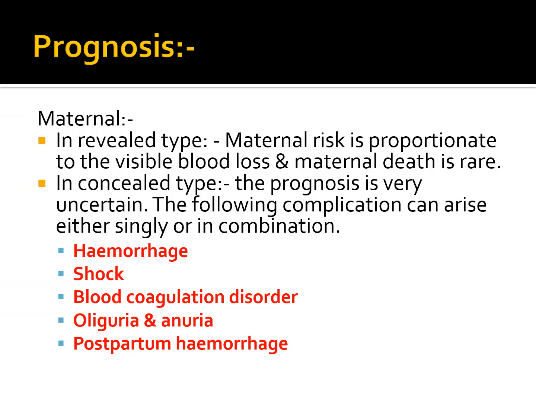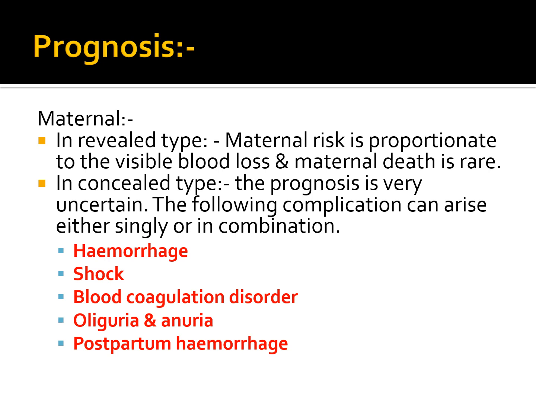Coming to prognosis, the prognosis is divided into two: maternal prognosis and fetal prognosis. Starting with the maternal prognosis, in revealed type of abruptio placenta, maternal risk is proportionate to the visible loss of blood and maternal death is rare. Why? Because you can make out how much the blood loss is, and if you follow up with proper treatment procedures and blood replacement therapy, the maternal death rate is rare.